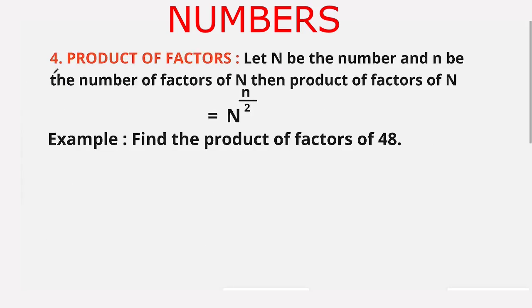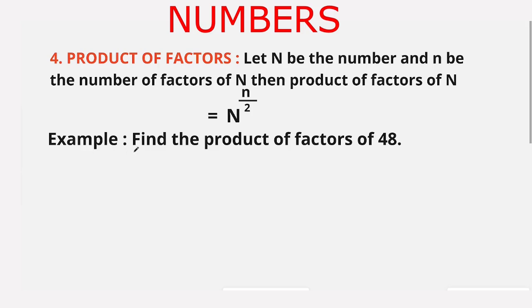Point 4. Product of factors. Let N be the number and small n be the number of factors of N. Then product of factors of N equals N raised to power n by 2. This is equal to number to the power number of factors divided by 2. And we will learn it by example.